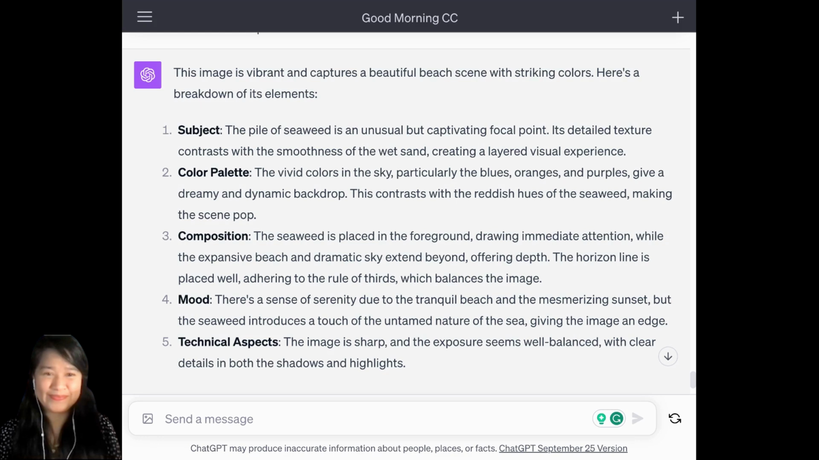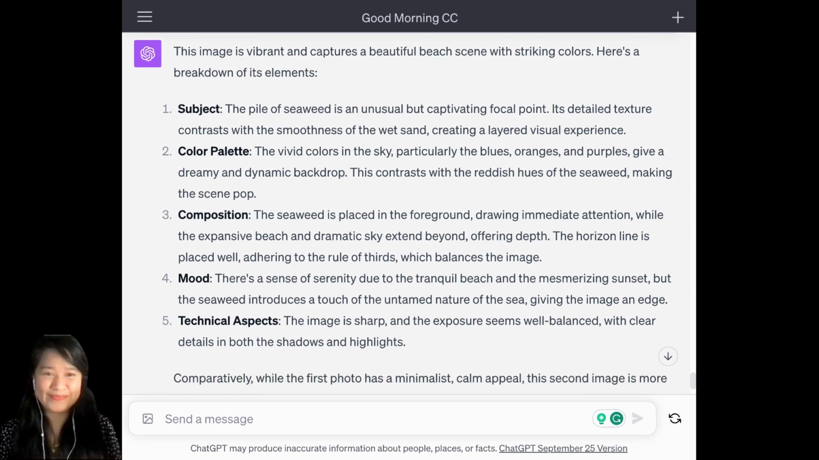Its detailed texture contrasts with the smoothness of the wet sand, creating a layered visual experience. Color palette. The vivid colors in the sky, particularly the blues, oranges, and purples, give a dreamy and dynamic backdrop. This contrasts with the reddish hue of the seaweed, making the scene pop.